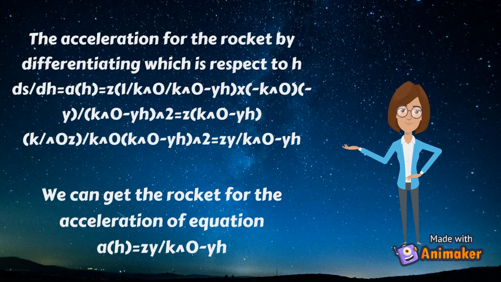Acceleration for the rocket by differentiating with respect to h, ds over dh equal to z times 1 over k0 divided by k0 minus yh, times the negative k0 minus y, divided by k0 minus yh squared, equal to z times k0 minus yh. The rocket acceleration equation is a of h equal to zy divided by k0 minus yh.